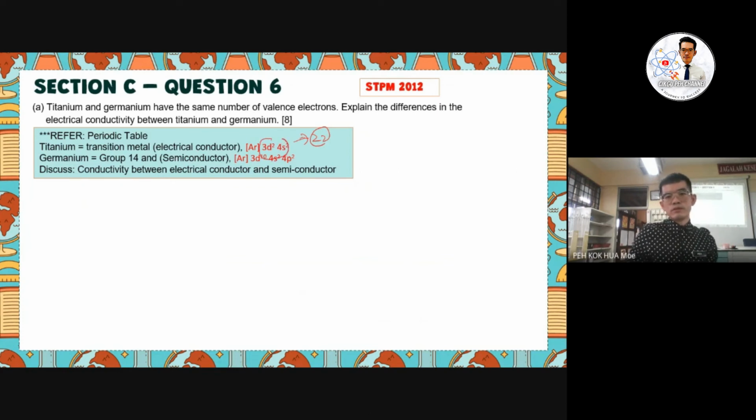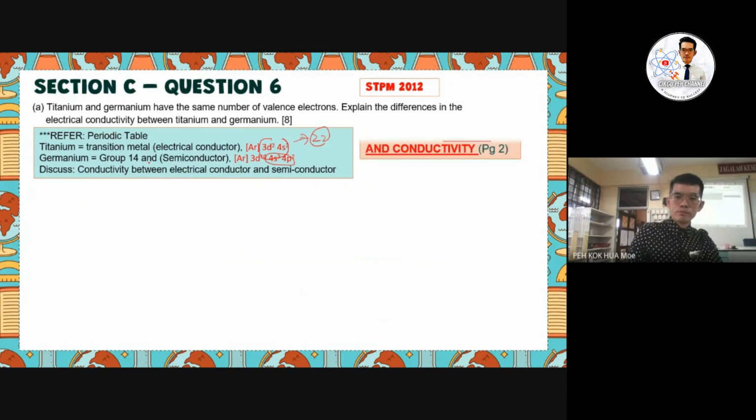The valence electrons here are the same. But according to the periodic table, titanium is a transition metal, so it will have electrical conductivity characteristics. For germanium, we are very sure because now we are at chapter 5, group 14, so germanium will be a semiconductor. So how can we relate titanium and germanium regarding electrical conductivity? You just need to discuss the conductivity between an electrical conductor and a semiconductor.